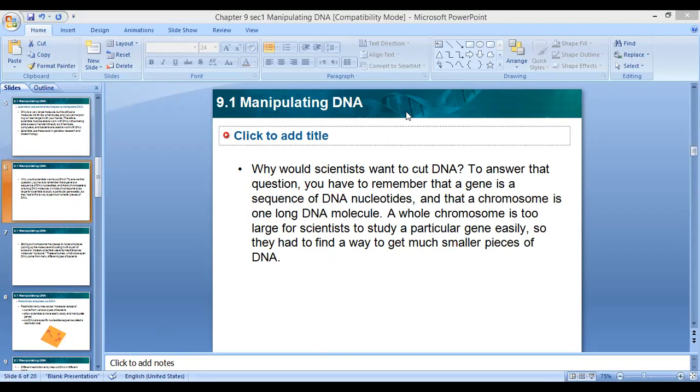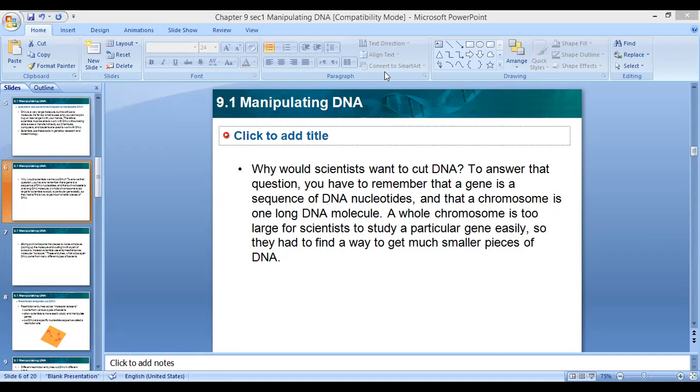So why would the scientists want to cut the DNA? To answer the question, you have to remember that a gene is a sequence of DNA nucleotides. And we said every chromosome is made of a DNA molecule. This DNA molecule is large and has many genes, and these genes are a sequence of DNA nucleotides. And it's very long.